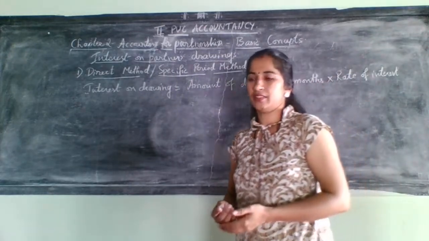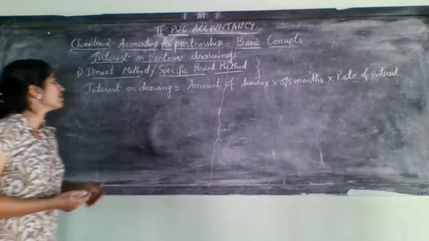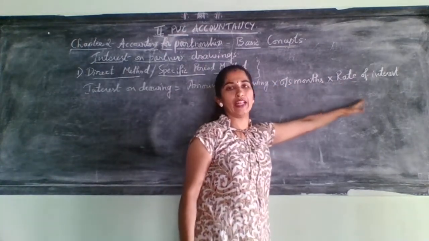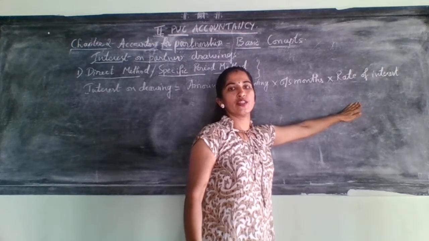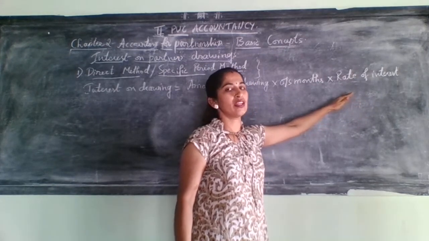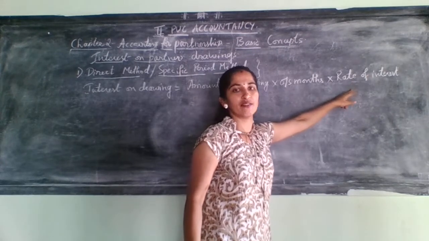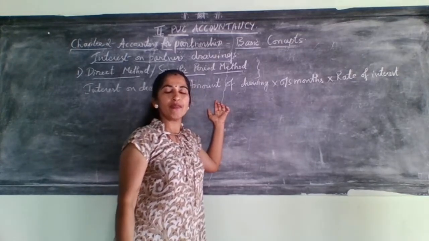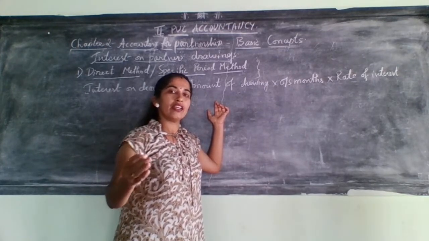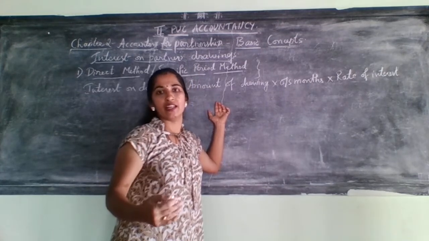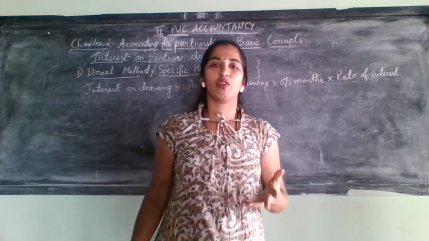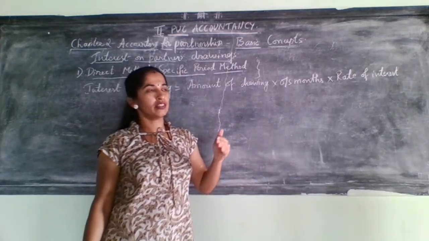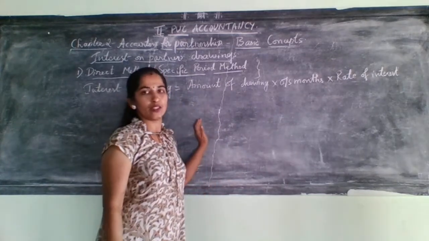Under the direct method, the formula to calculate interest on drawing is amount of drawing into outstanding months into rate of interest. The rate of interest will be fixed in their agreement, and they will give you that rate in the problem, and the amount of drawing also they will give you in the problem. This will be suitable when their drawing is very few in a year, say for example 3 times or 4 times, but it should not be a regular one. When they withdraw 3 to 4 times in a year, then this method is suitable.